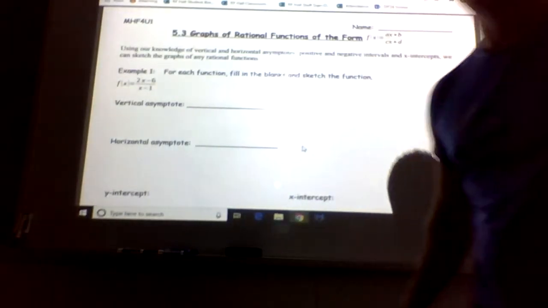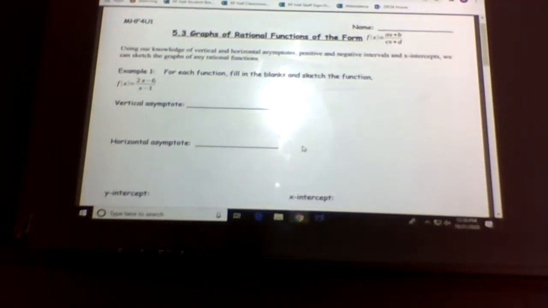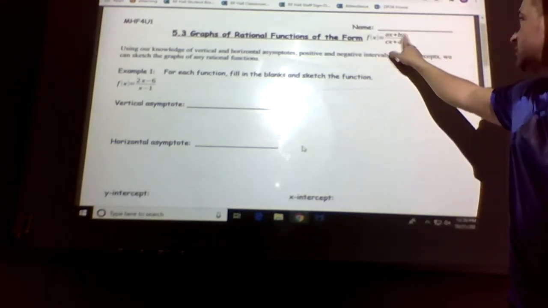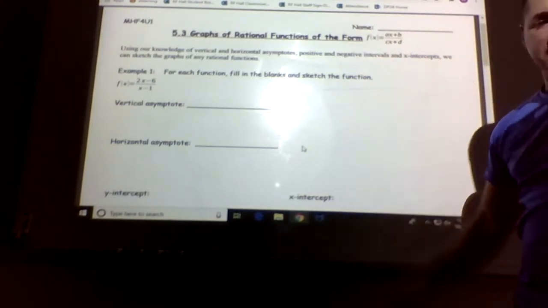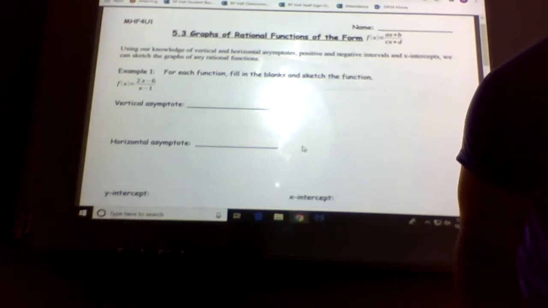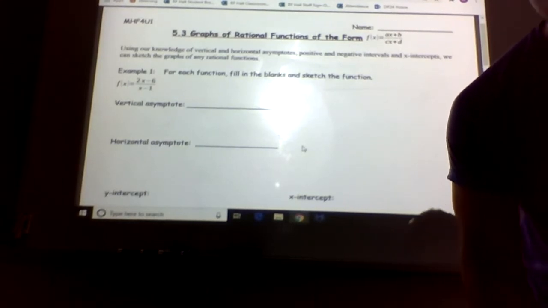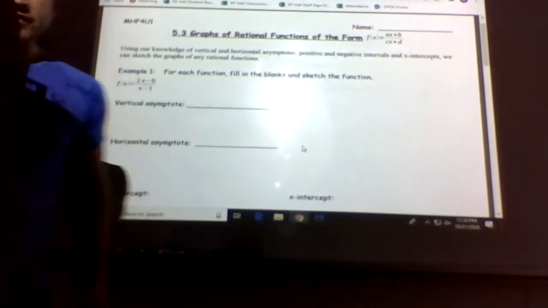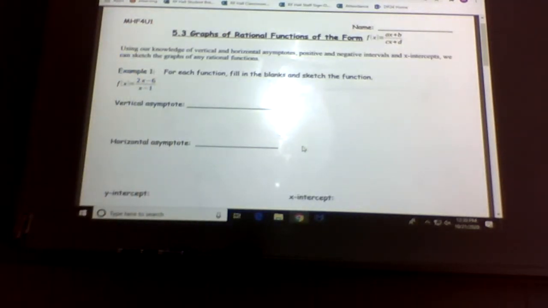Okay, moving on to 5.3, and we have graphs of rational functions in the form of ax plus b over cx plus d. All right, so this one's going to be a little bit of a longer lesson. Okay, so when we're graphing these, I'll show you with some examples.